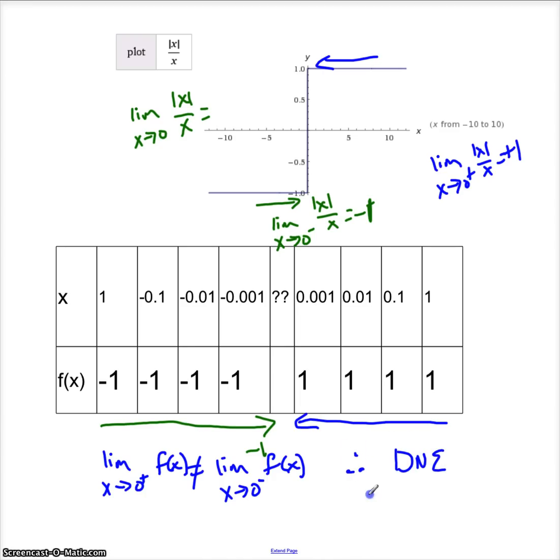And yeah, you actually need to write that. The limit as x approaches 0 of the absolute value of x over x does not exist. That's how you write it.